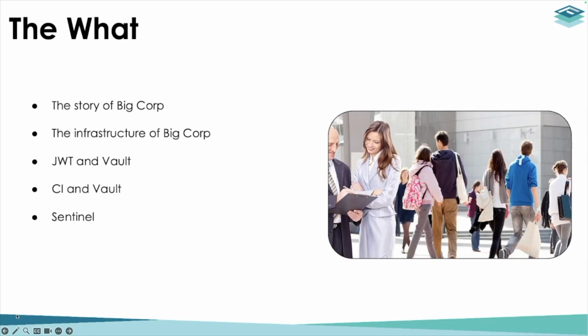Now let's talk about the what. What we will be working with today. As mentioned earlier, we will be introducing HashiCorp and 2 of their employees. Then we will look at the infrastructure of HashiCorp. We will go over JSON Web Token and its relevance for Vault, and then we will talk about the relevance of Vault in the context of CI/CD systems. Lastly, we will briefly go over HashiCorp Sentinel before moving on.